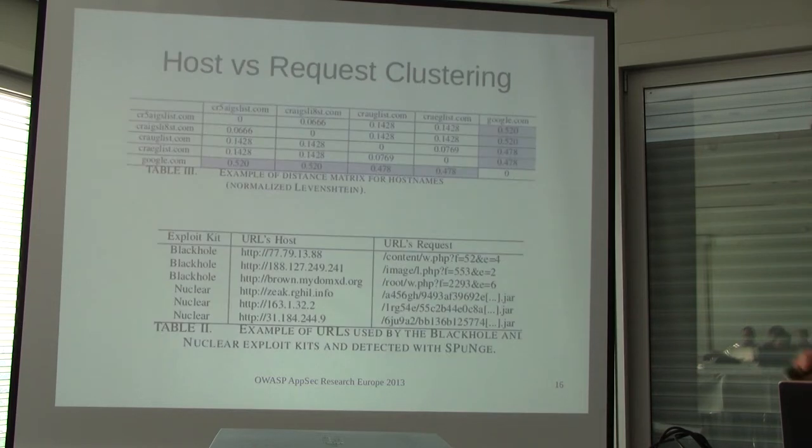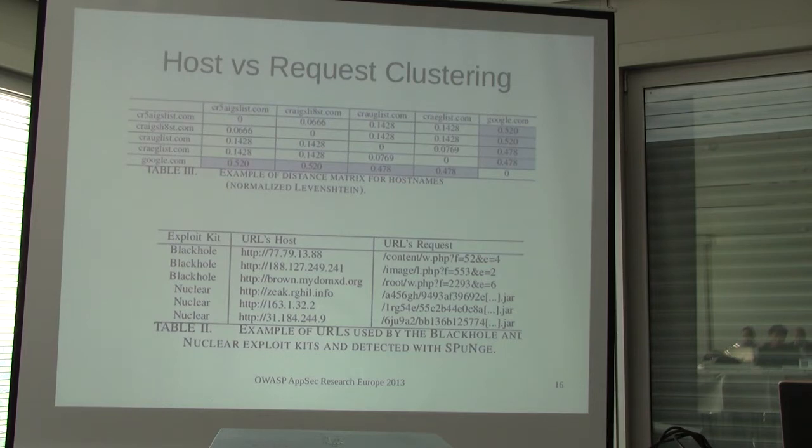So an example is this. Okay, suppose you have five hostnames. Four are typosquatting versions of Craigslist, and one is google.com.